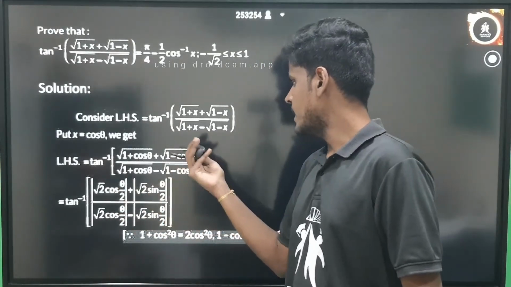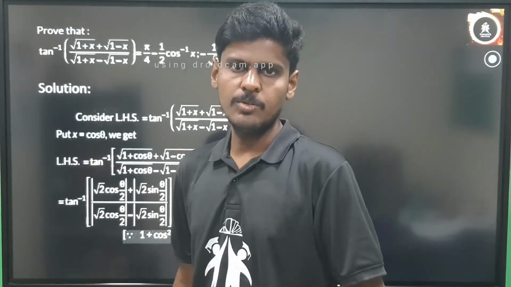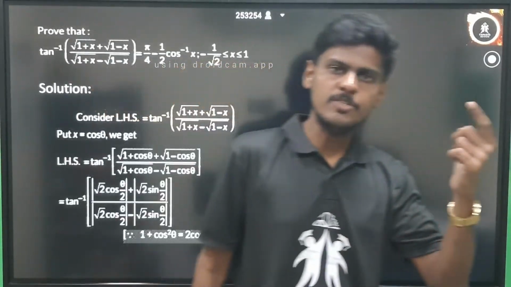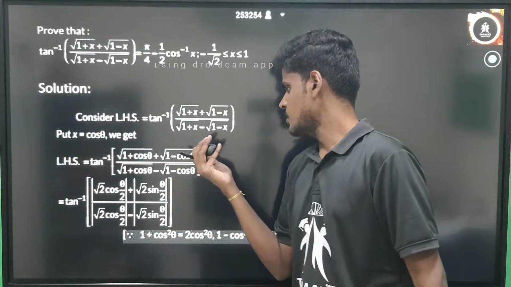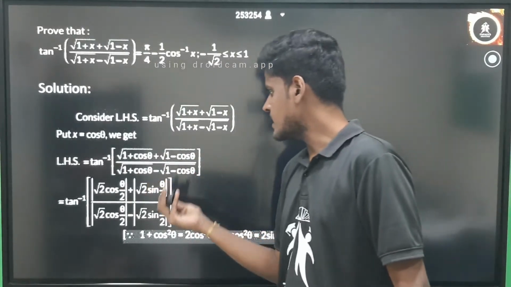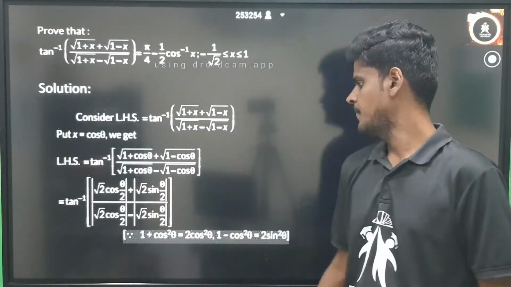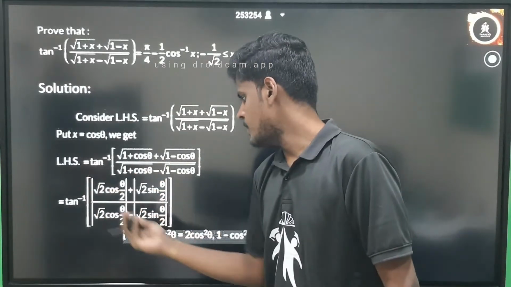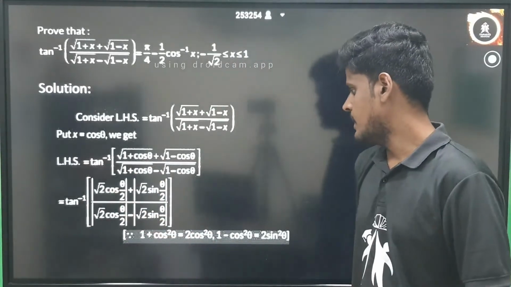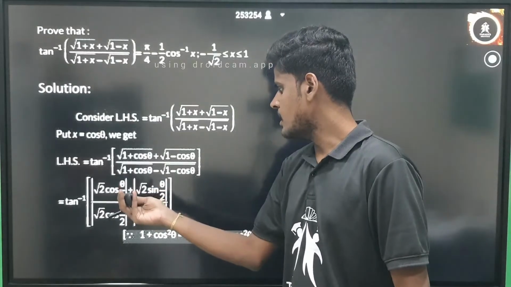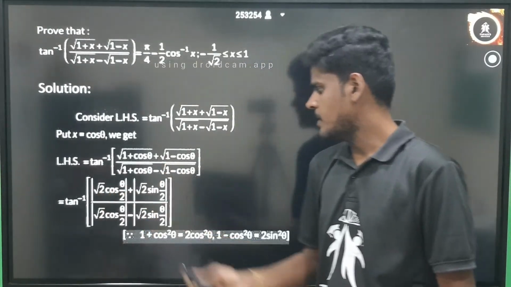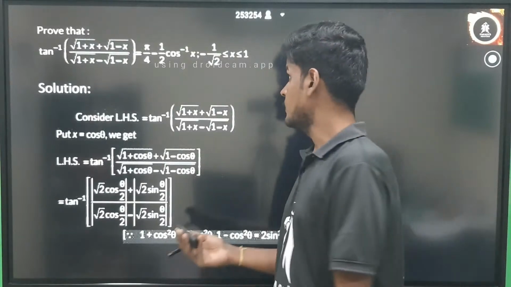Similarly here 1 minus cos theta is root 2 sin theta by 2. Why? 1 minus cos 2 theta is 2 sin square theta. So this value is root 2 sin theta by 2 in modulus. Same in denominator. Now root 2 is common in both, so we can cancel that out. Remaining we have mod cos theta by 2 plus mod sin theta by 2 divided by mod cos theta by 2 minus mod sin theta by 2.